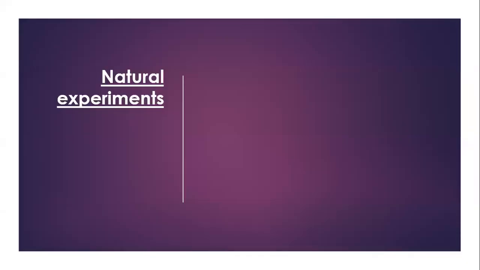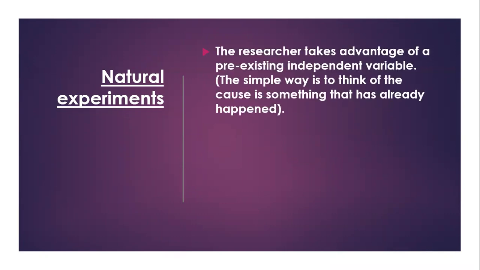Now, we can move on to experiment number 3, natural experiments. And again, this is quite a different type of experiment. This is where the researcher takes advantage of a natural pre-existing independent variable. The simple way to think of this is that it's something that's already happening. So let's understand that a little bit further. It's about taking advantage of a pre-existing independent variable. And that's why it's called natural, because the variable would change naturally.